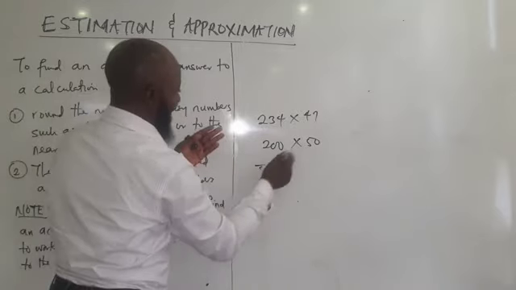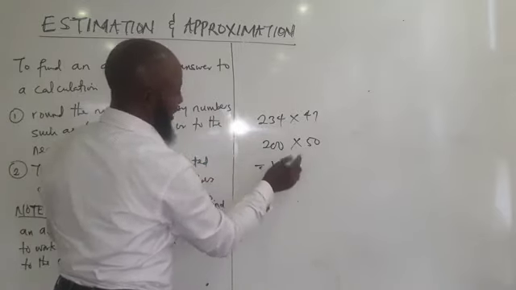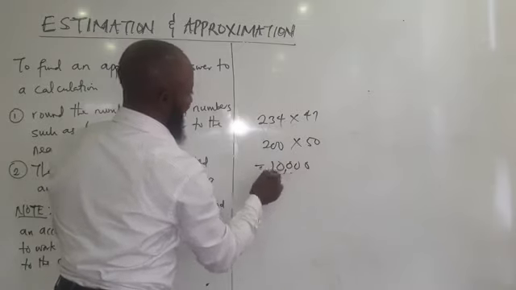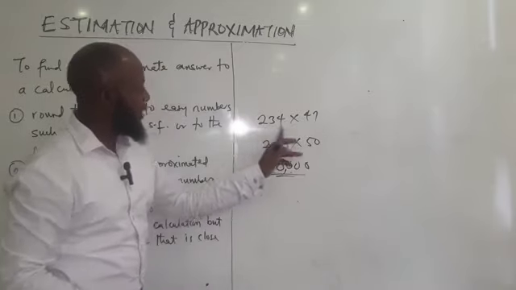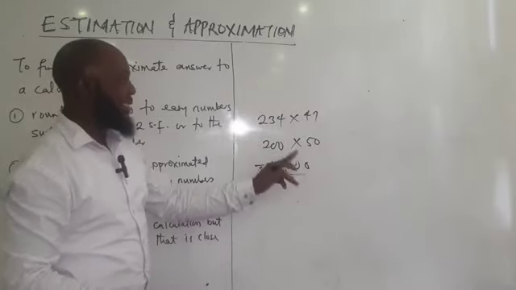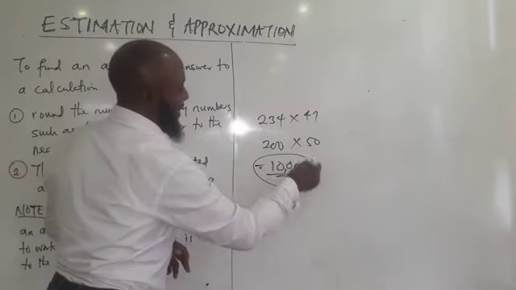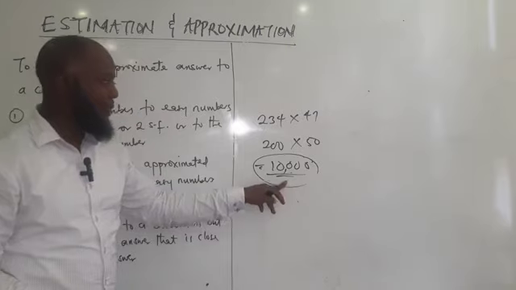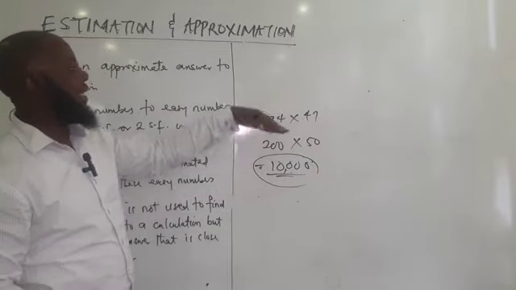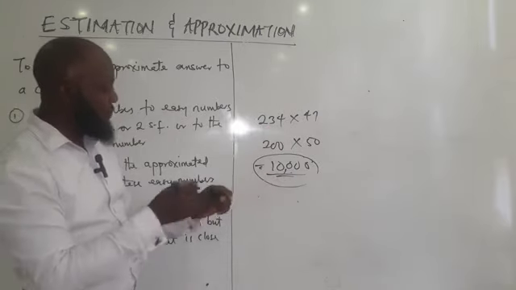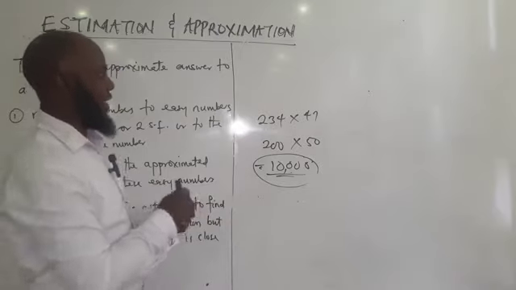So that is 2 times 5, that gives us 10. Then we have the 2 zeros there and 1 zero here. So the approximate answer to this is 10,000. But that doesn't mean that this answer is the correct answer. It is the approximate answer, not the accurate answer. So we can go ahead and see that this answer will be very close to the accurate answer. So let's try this out.